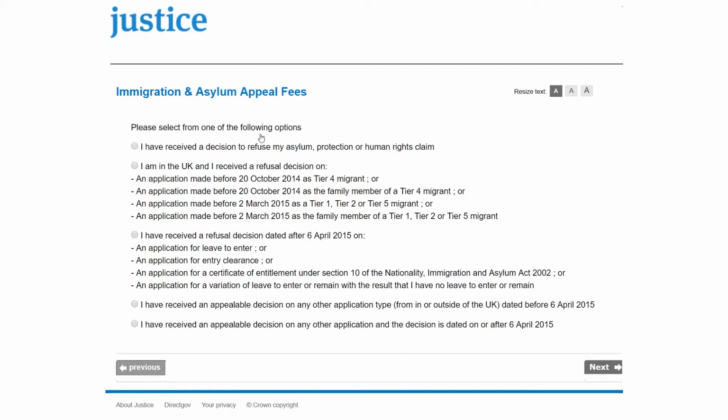As for the options this form gives you, it says, please select from one of the following options. The first of these is, I have received a decision to refuse my asylum protection human rights claim. So if you have received a refusal of a protection claim, so a claim that your removal from the UK would breach the UK's duties under the Refugee Convention, then this is the relevant option.